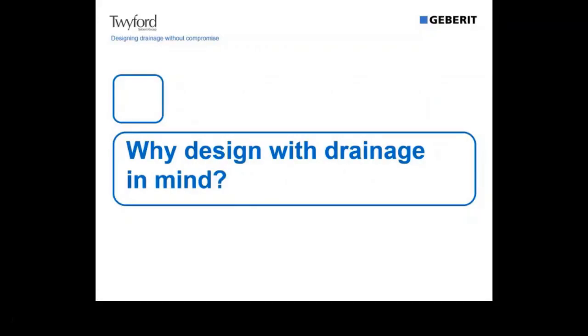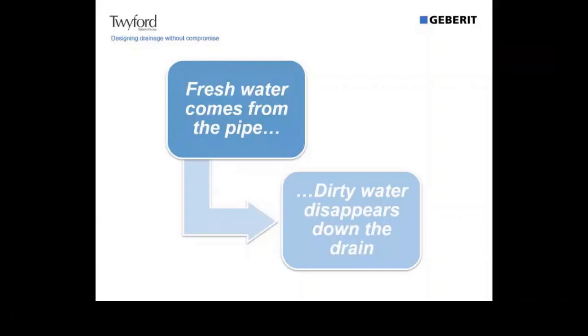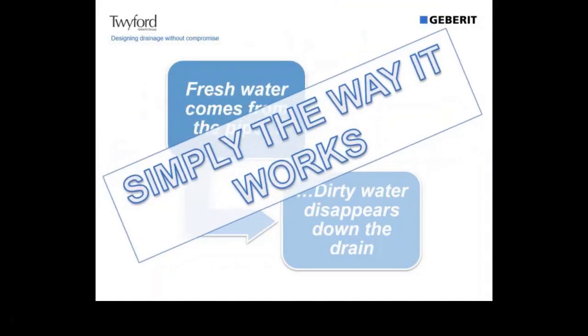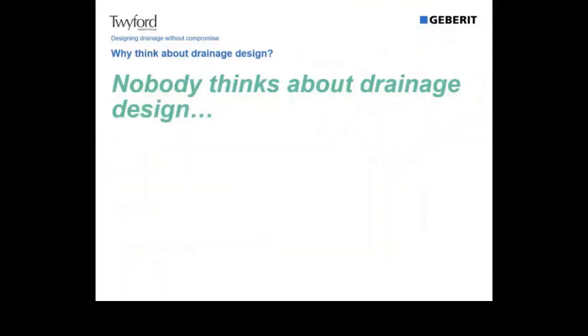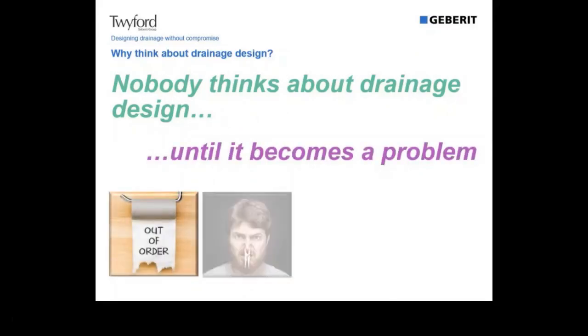So why design with drainage in mind? What's the objective? Fresh water comes from the pipe and dirty water disappears down the drain. Putting it simply, that's just the way it is. It's the way it's always been. So nobody really considers drainage design until it becomes a problem.